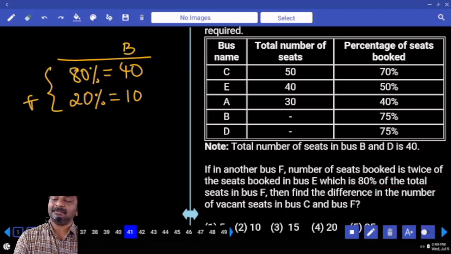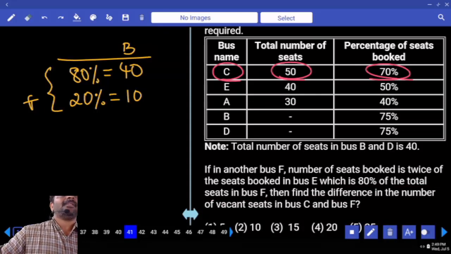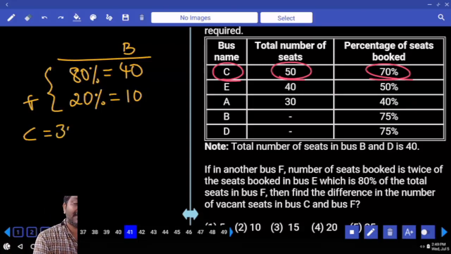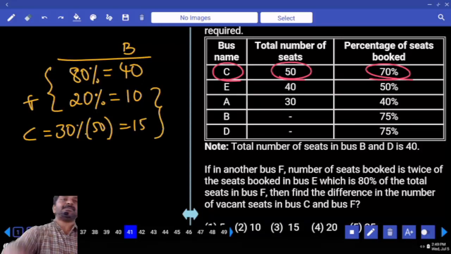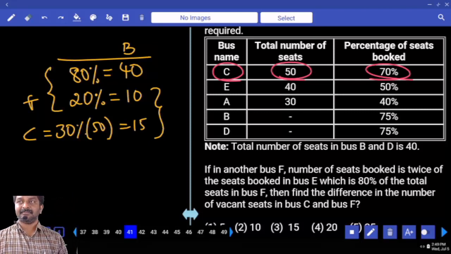Next, in C, out of total 50 seats, what percentage are booked? Then what percentage are vacant? That means for C we just need to calculate 30% of 50. How much is that? And the question is to identify the difference between these two numbers. 5.